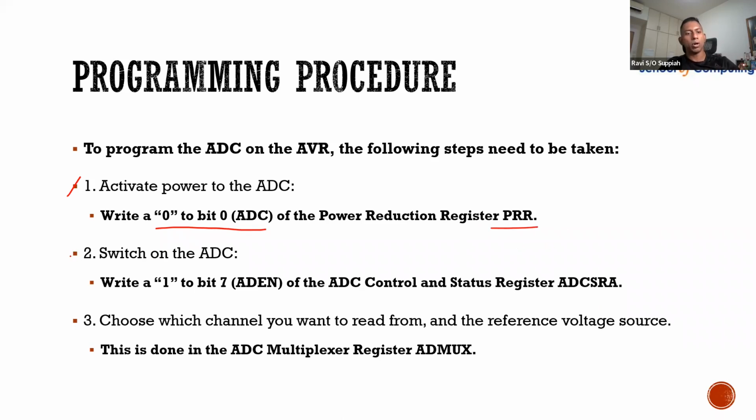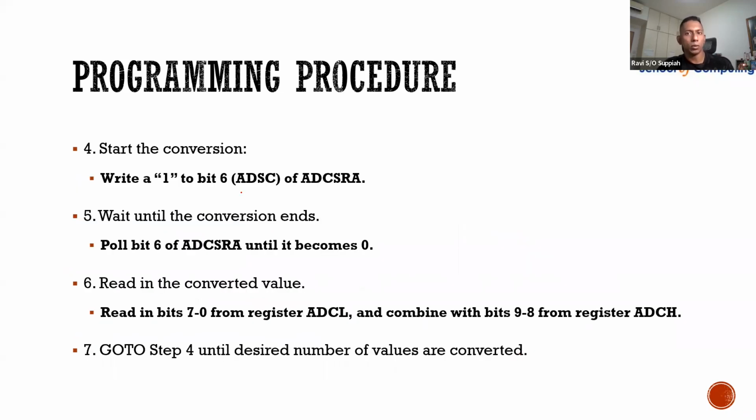The next step is we want to switch on the ADC. To switch on the ADC, we need to write a 1 to bit 7 of the ADC control and status register. The next step is to choose the channel that we want to read from. As we saw just now, the Uno that we're using in the studio has 6 channels, so we need to decide which channel we are going to read from. At the same time, we also need to specify the reference voltage.